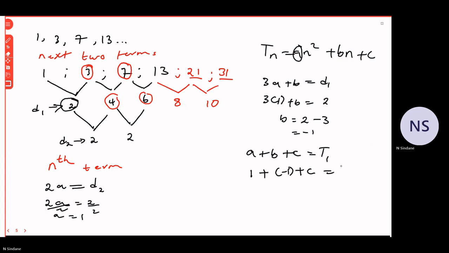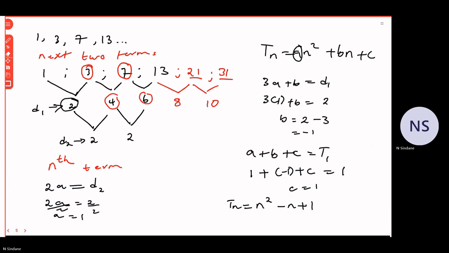Then my formula will be Tn equals, the value of A is 1, meaning I'll have n squared. The value of B is minus 1, so I have minus n, plus the value of C, which is 1. That is my equation. That represents my equation.